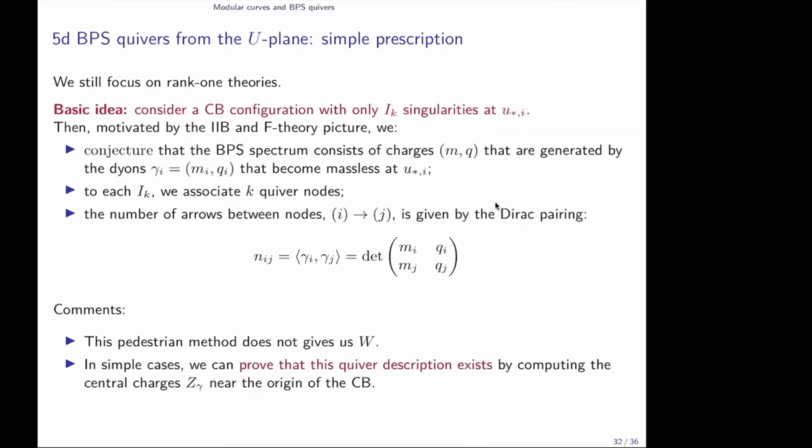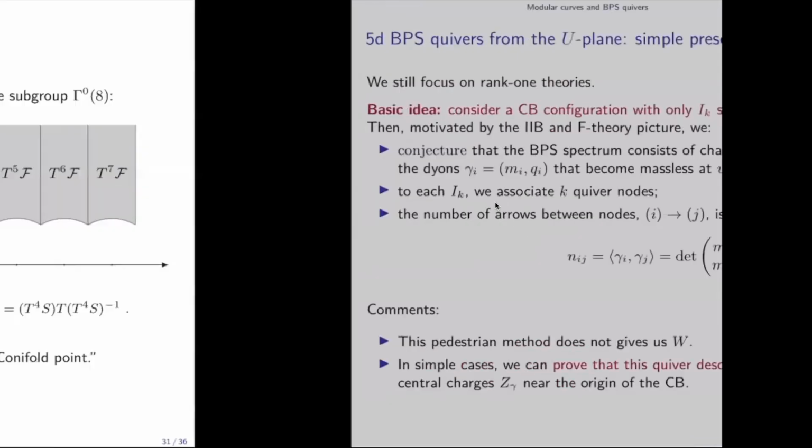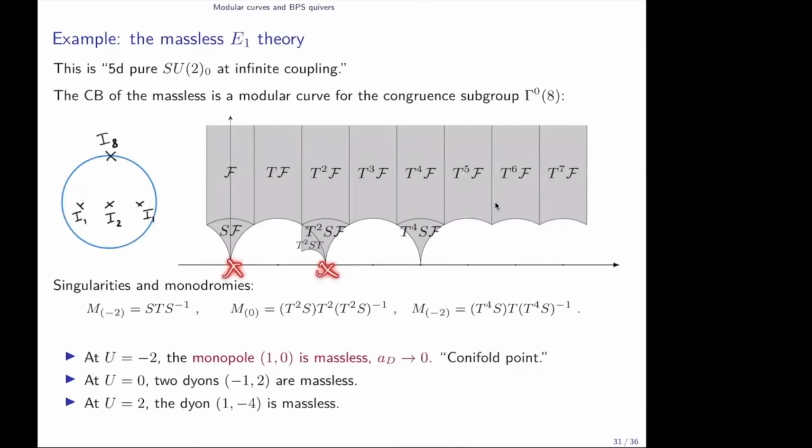Then that brings me to the BPS quiver idea. The basic idea at this level, let's say, to guess the BPS quiver description in this kind of theory when you have a modular description, is just to consider Coulomb branch configurations which have only I_k singularities. We can pick a fundamental domain where the singularities are cusps of the modular group on the real axis, and then you will identify which kind of BPS particle you have there.